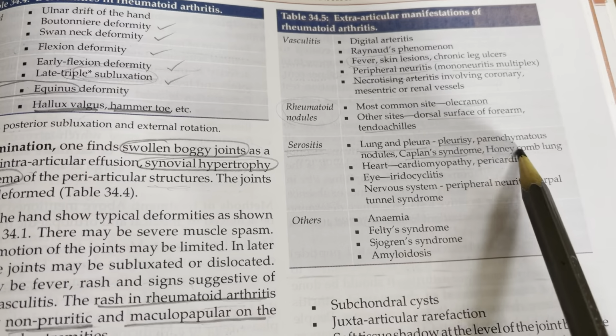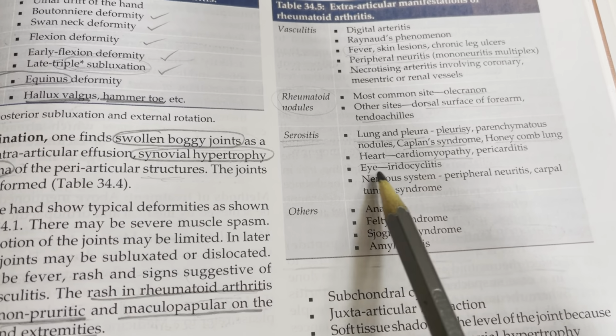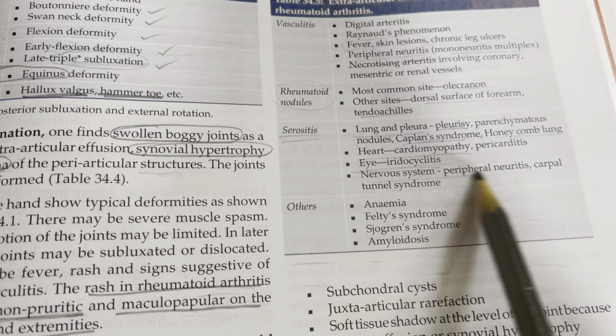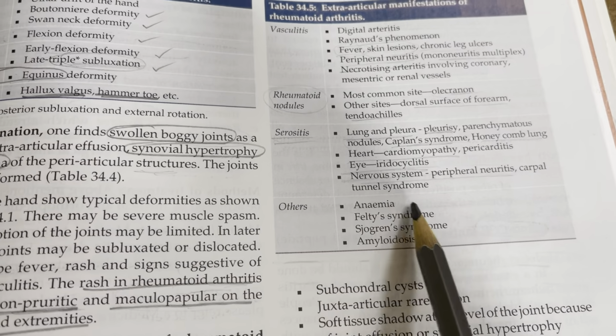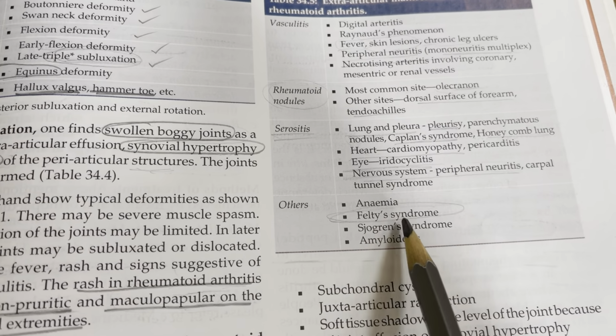Okay, Caplan syndrome, honeycomb lung, etc., if the interstitium is involved. And heart, you can have cardiomyopathy, iridocyclitis. Nervous system, again peripheral neuritis. Others, you can have Felty's syndrome with anemia, neutropenia, and splenomegaly.